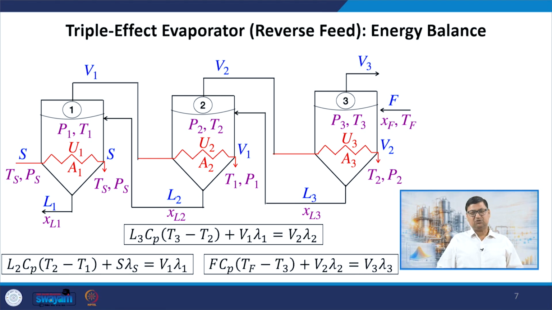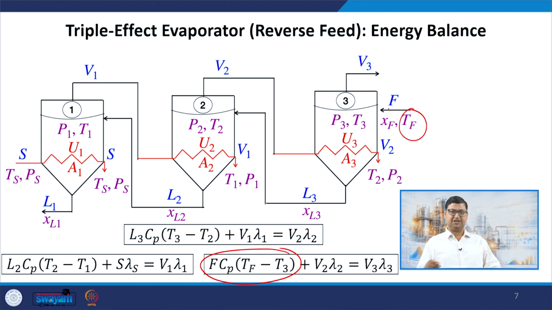Now the energy balance will of course change. Let us start with the last effect again. The sensible heat change of the feed in the third effect is simply F Cp (Tf minus T3). Tf is the entering temperature and T3 is the temperature of the effect and also of what is going out of here. So this is my sensible heat change.